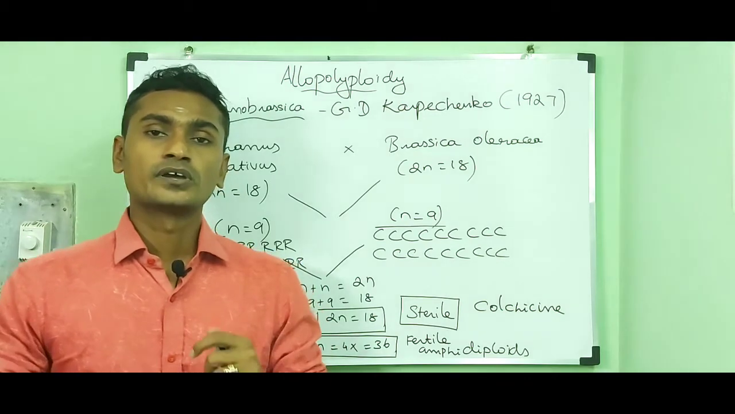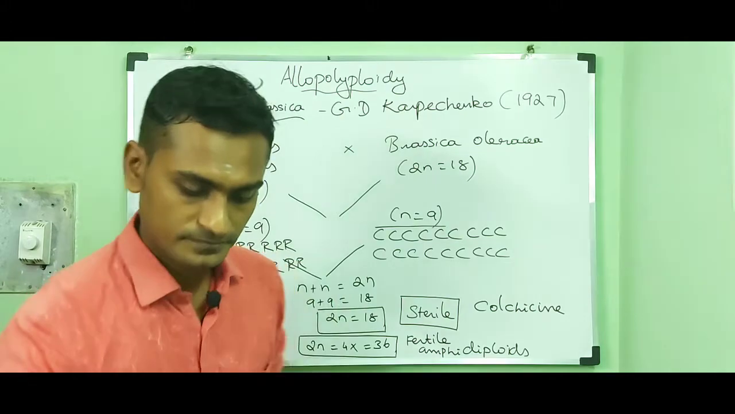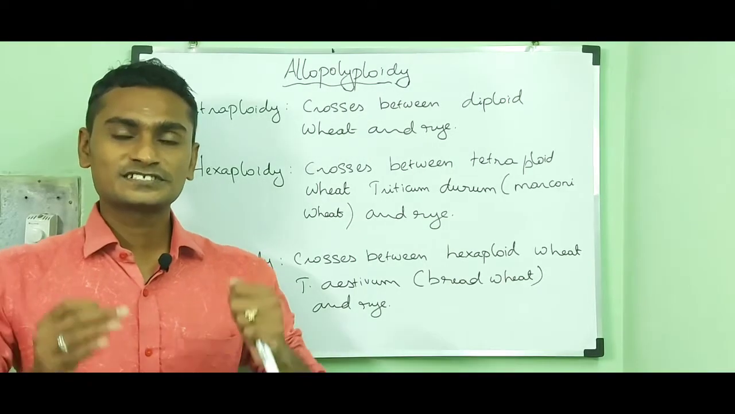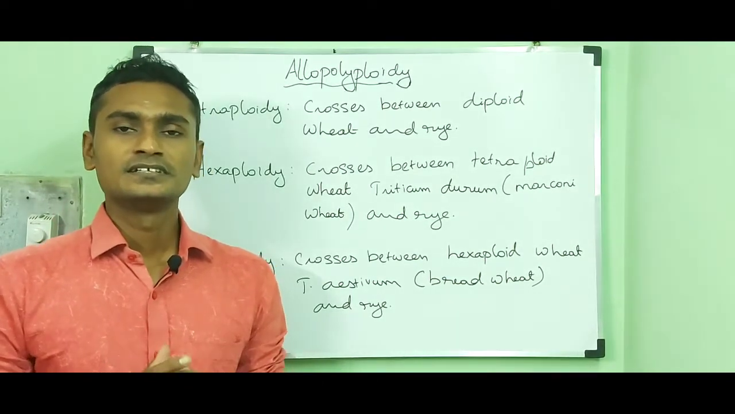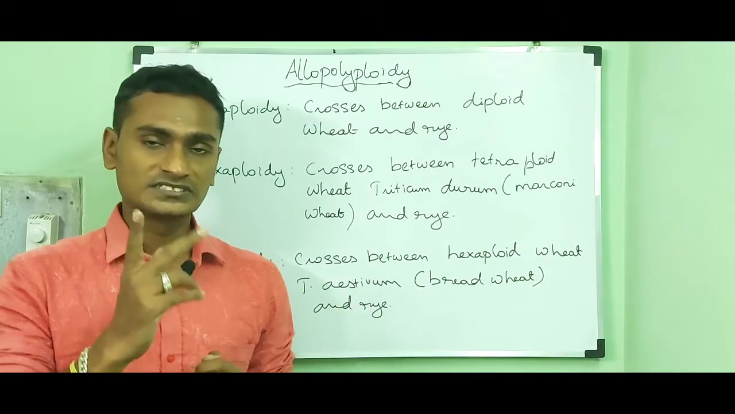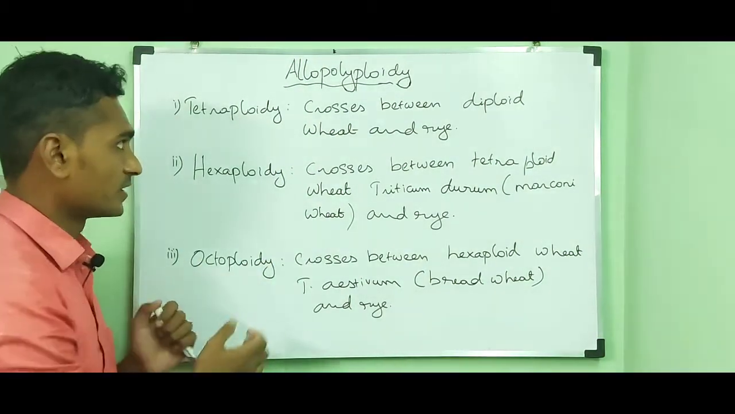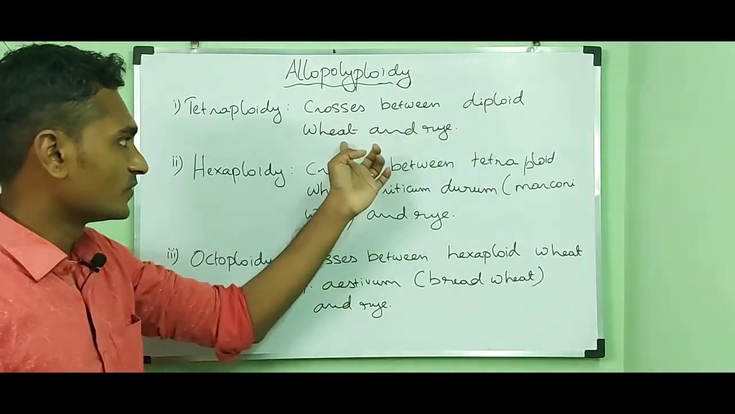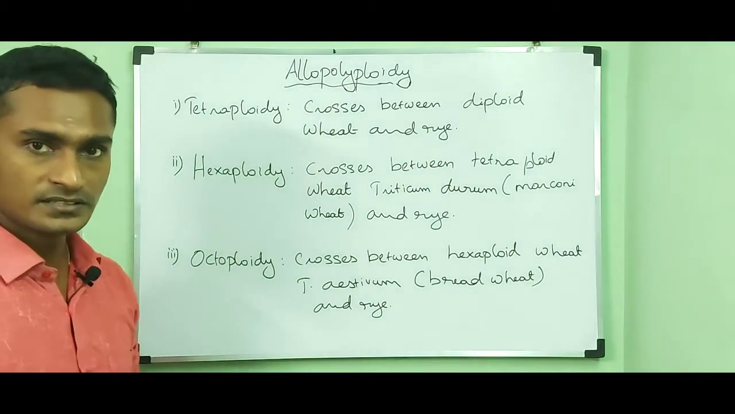Then I am going to explain the second example, triticale. Triticale is the first man-made cereal. Depending upon the ploidy level, triticale can be classified into 3 types: tetraploidy, hexaploidy and octoploidy. Tetraploidy means crosses made between diploid wheat and diploid rye. That is called tetraploid triticale.